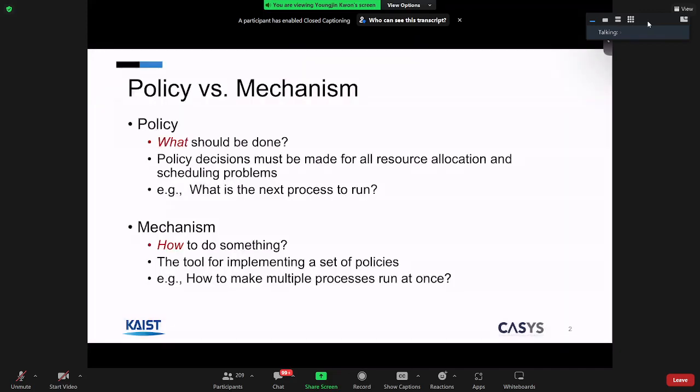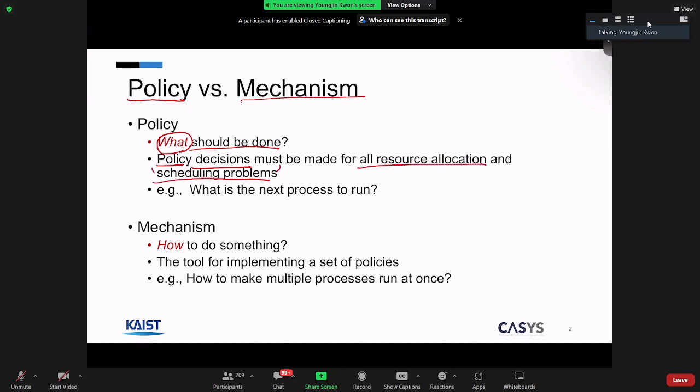For that, I'm talking about really high-level things you need to understand: policy and mechanism. So policy, let's see what the word says. First, trying to understand, policy is about what? What should be done? Okay, it's vague. So policy is about making a decision. Policy decisions must be made for resource allocation and scheduling problems.